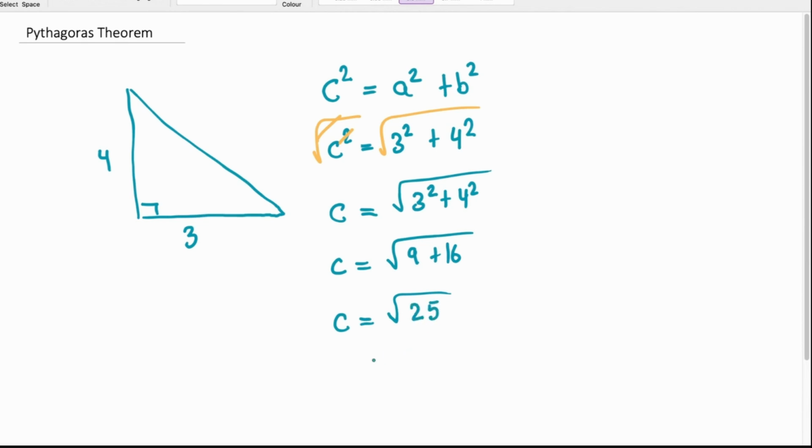And from here, we know that the square root of 25 is just equal to 5. So our longer side length is 5. Now what happens when we don't get any units? The best thing to do is just write units next to it. And that is our answer completed.